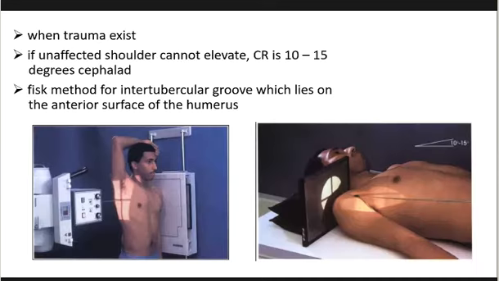So that is the Fisk method, where the patient is in supine position, for the demonstration of the intertubercular groove.